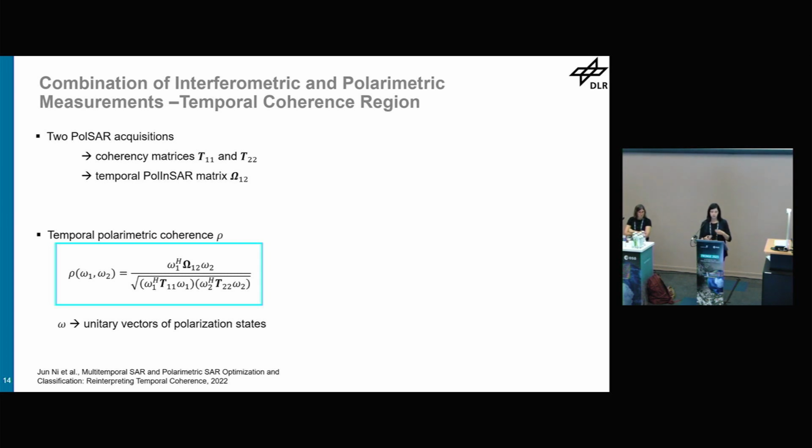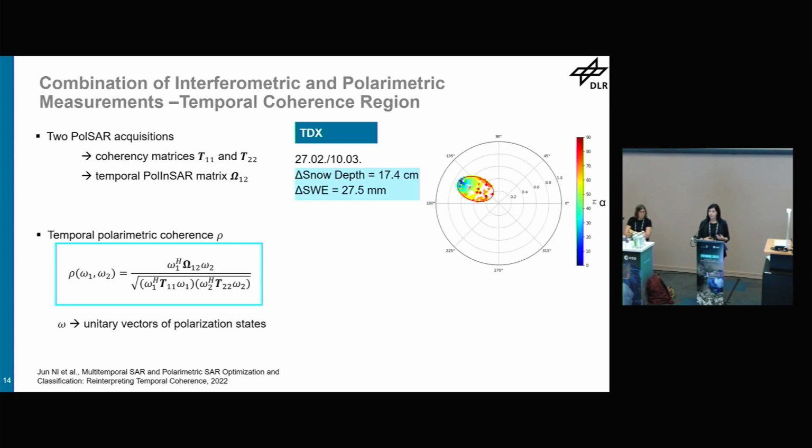From that, we calculated the coherency matrix for image 1 and image 2, and also the temporal Pol-InSAR matrix between them. This is then used to calculate the temporal polarimetric coherence, which can be seen in the equation below. Here omega are the unitary vectors of the different polarization states, and for now we always used omega 1 equals omega 2. So here's an example for the data.